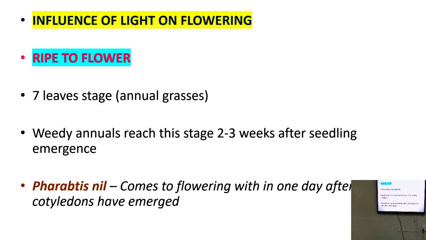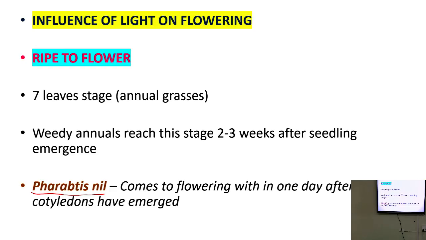Most of these annual grasses take a 7 leaf stage. If 7 leaves are produced, then most of these annual grasses can produce flowers. And for most of your weedy annuals, how many days will it take to produce these 7 leaves? That is going to be 2 to 3 weeks. Now, in some exceptional cases, we have a plant by the name Photoperiodism nil. This Photoperiodism nil comes to flowering just within 1 day after the cotyledons have emerged.